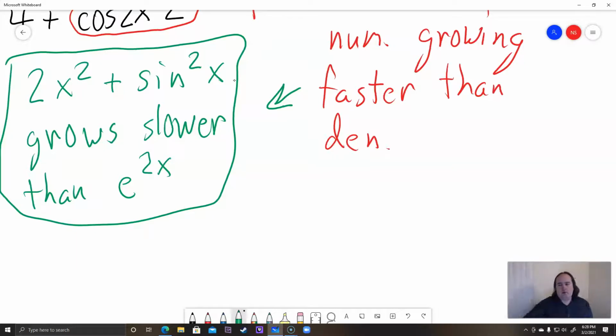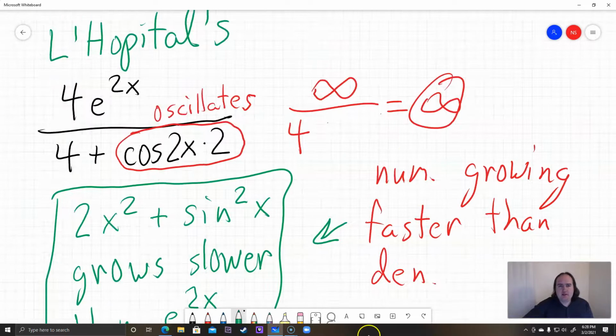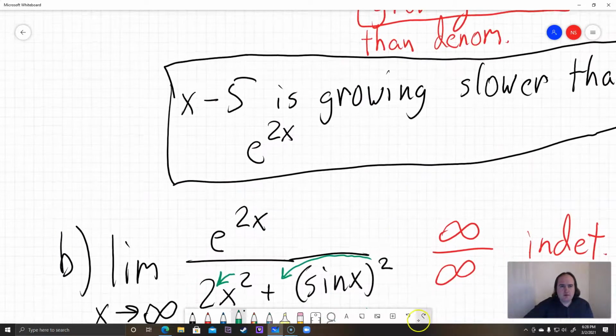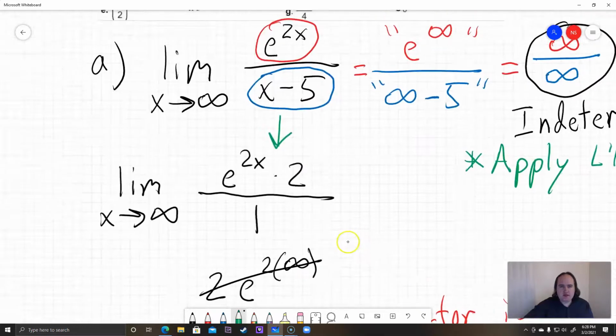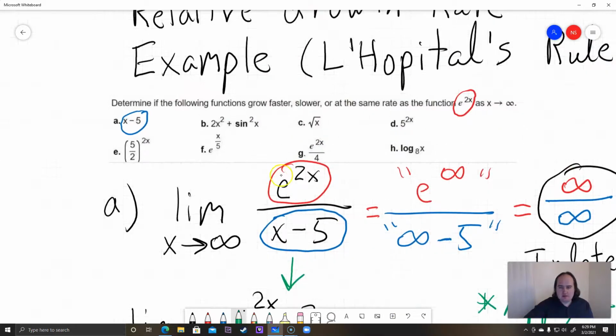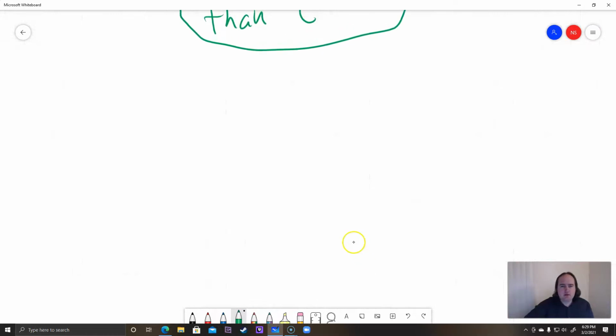Okay, so that one's actually probably the hardest one. So now let's look at the other ones. That's probably the most challenging one, just because you have to take the derivative multiple times. So for the next one, for part C, we're going to compare e to the 2x to the square root of x. So once again, we're going to write it as a fraction.